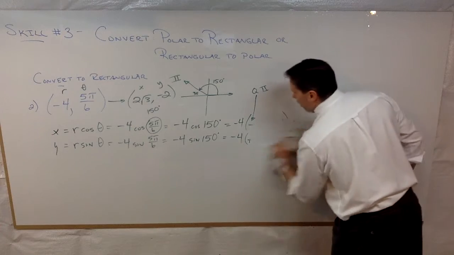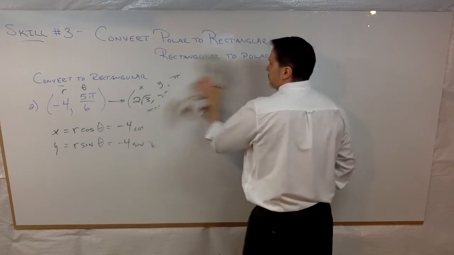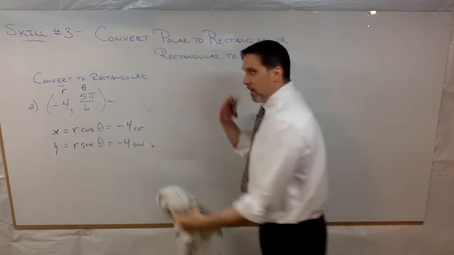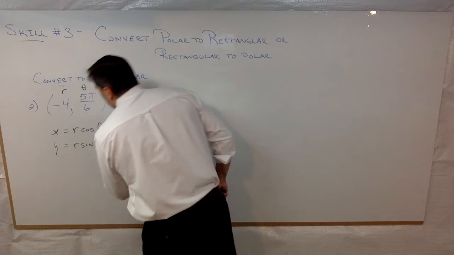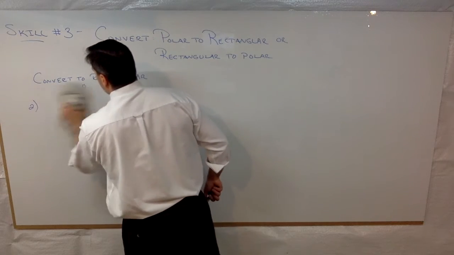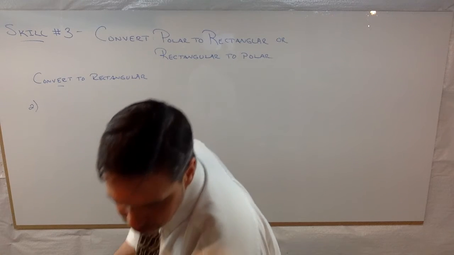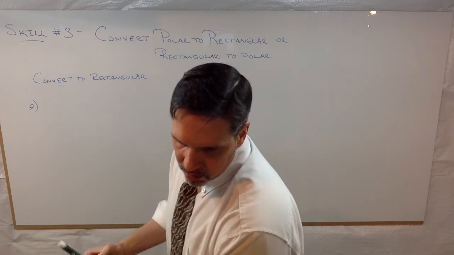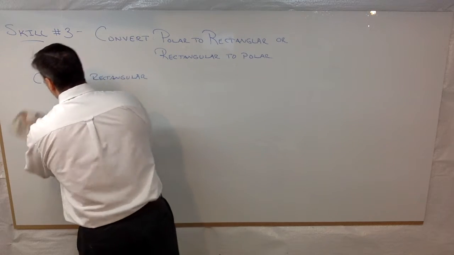So, like I said, the hardest part of these is really, not the conversion, but finding the exact value. Those are always the biggest pain. All right, so let's see a third example here. We got a decent one. Let's go with -6, negative pi over 4.